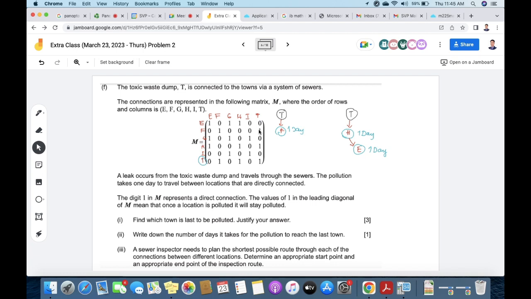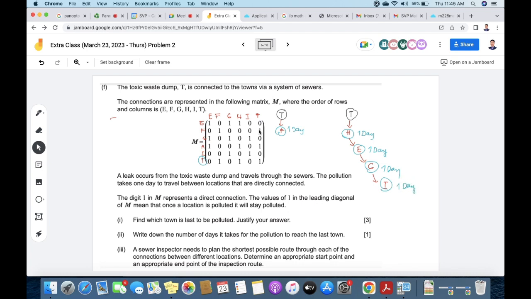After E is polluted, what will be affected next? G. All right. G will be polluted. That will take 1 day as well. And then what's next to be polluted? I. And it will also take 1 day for I to be polluted. Okay? So if you try to look at it, we cannot continue anymore because we only have 6 locations.